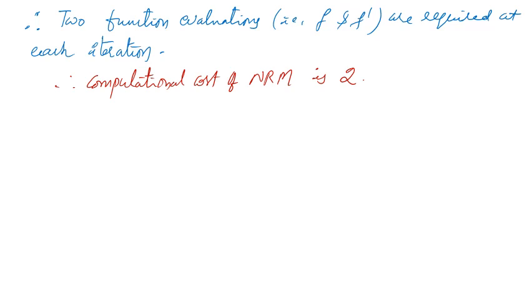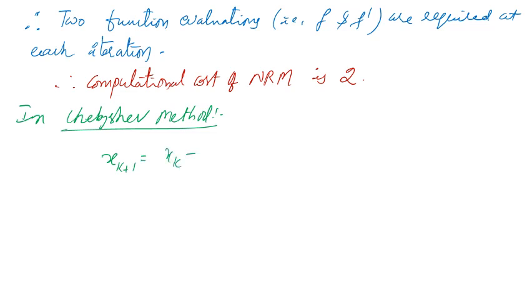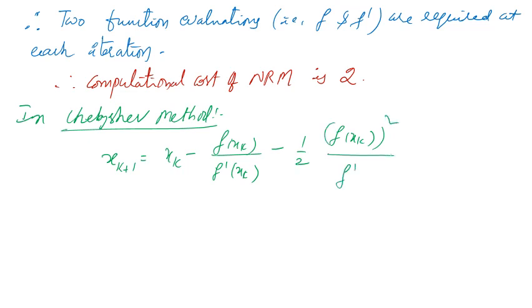Muller method is there and Chebyshev method is there, right? In the Chebyshev method, what are required? Let us see the Chebyshev method. What is the formula of the Chebyshev method? xk plus 1 is equal to xk minus f of xk by f dash xk minus 1 by 2 into f of xk whole square by f dash of xk whole cube, into f triple dash of xk.